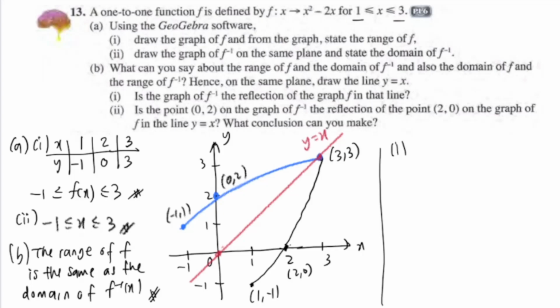So we can see from here that the graph of the line y equals x is a line of reflection. So the question, B Roman 1: is the graph of f inverse the reflection of graph f in that line? Answer is yes. Alright, Roman 2: is the point (0, 2) on the graph of f inverse the reflection of the point (2, 0) on the graph of f in the line y equals x? Again, yes. What conclusion can we make?